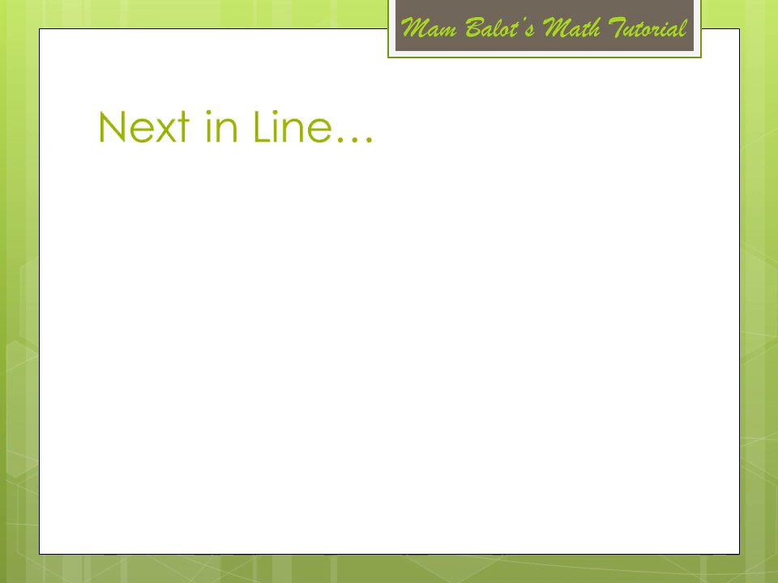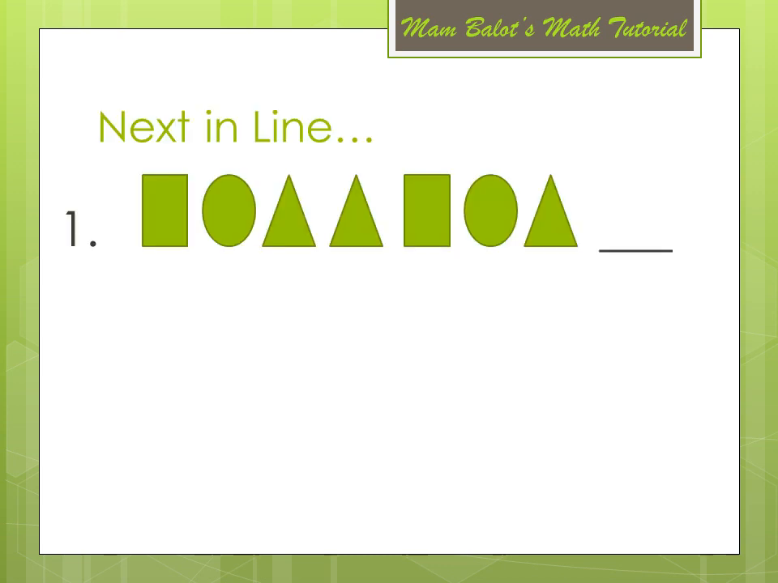Our first activity is entitled Next in Line. In your elementary years, you have probably met this kind of activity, which is very simple because it is just predicting the next shape from the pattern given. So in here, we have a rectangle and oval, then followed by two triangles. So a rectangle and oval, a triangle, so therefore the next shape must be a triangle.